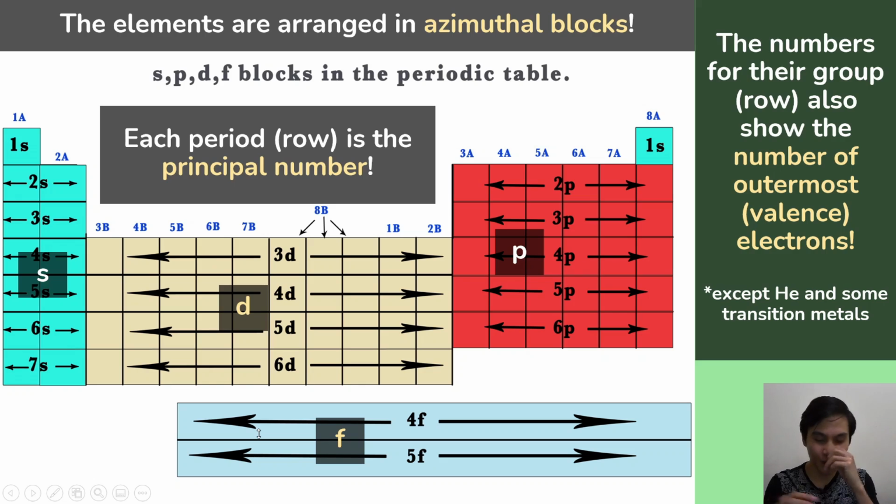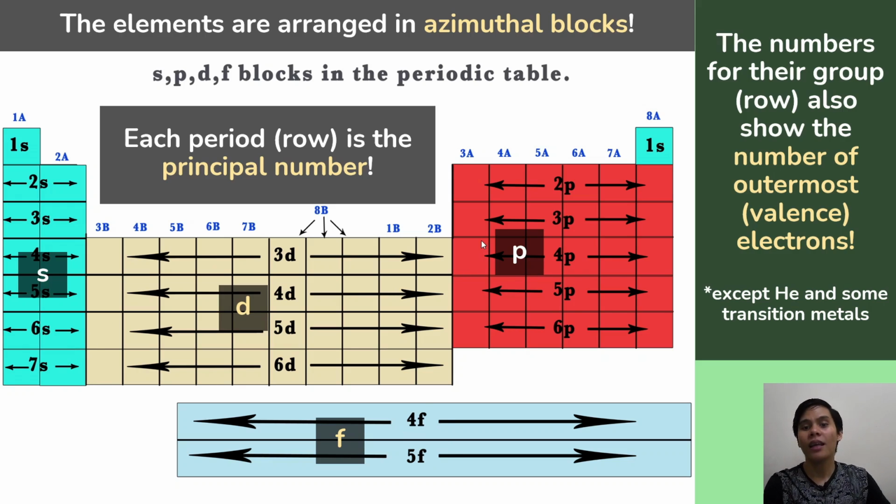So what about the principal quantum number? That's symbolized by each period, or row, in your periodic table. The first row is principal number 1, the second row is principal number 2, and so on. 3, 4, 5, 6, 7. And your F block is actually inserted here. In most periodic tables, they show that it's supposed to be inserted here.